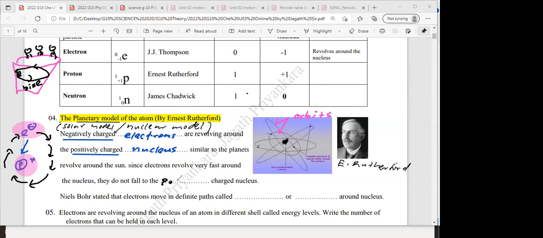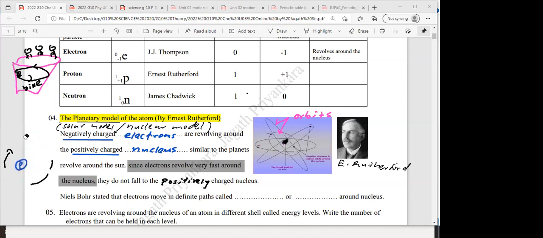Positively charged nucleus. The electrons don't fall into the positively charged nucleus. Why? Because they revolve fast. Highlight that, since electrons revolve very fast around the nucleus. It's like a person running on a track; if you ask him to stop suddenly in the middle, he can't. He will slow down gradually and come to a stop.